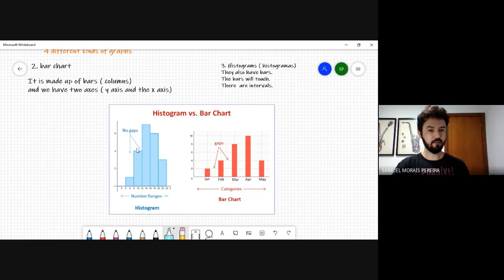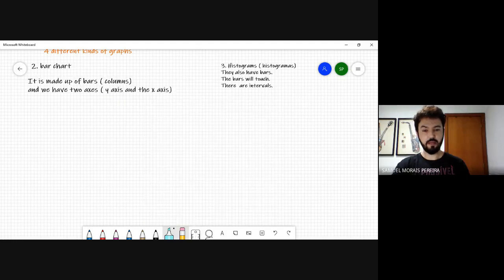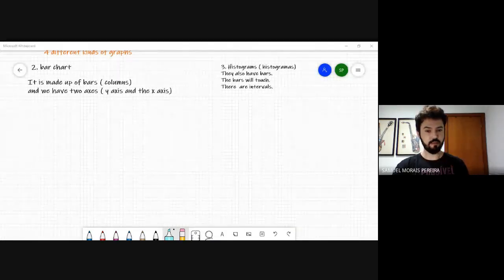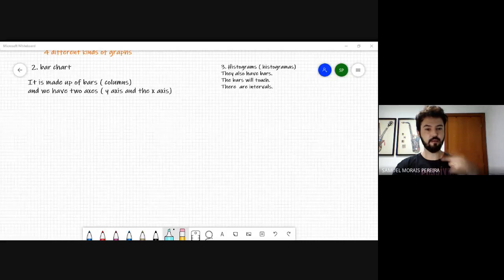As barras, elas são coladas because you have the idea of continuity, a ideia de continuidade. É uma variável contínua, tá bom? Os dados são contínuos, as you can see here, separados por faixas, por intervalos, ok? Como é contínuo, por isso que eles não são separados. This is the idea. Now, let's go to one example so that we can practice talking about the graph, okay?